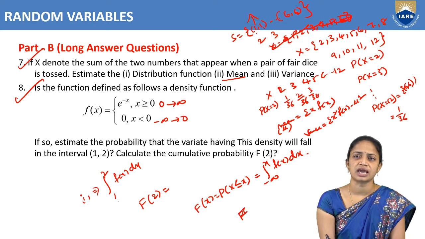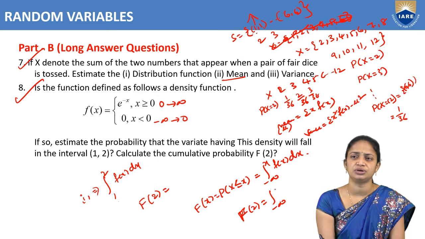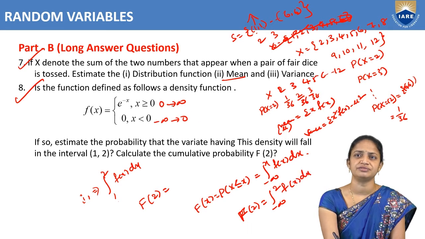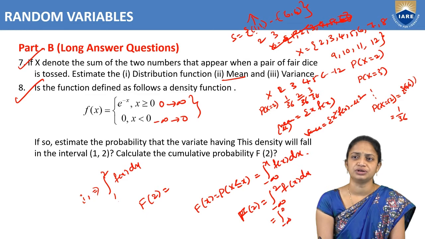So we need capital F of 2, no. That means here we have to substitute minus infinity to 2 f of x dx. But the function will be split like this, no. So we need to write minus infinity to 0 f of x dx, which will be 0, and 0 to 2 f of x dx. We need to calculate this one.